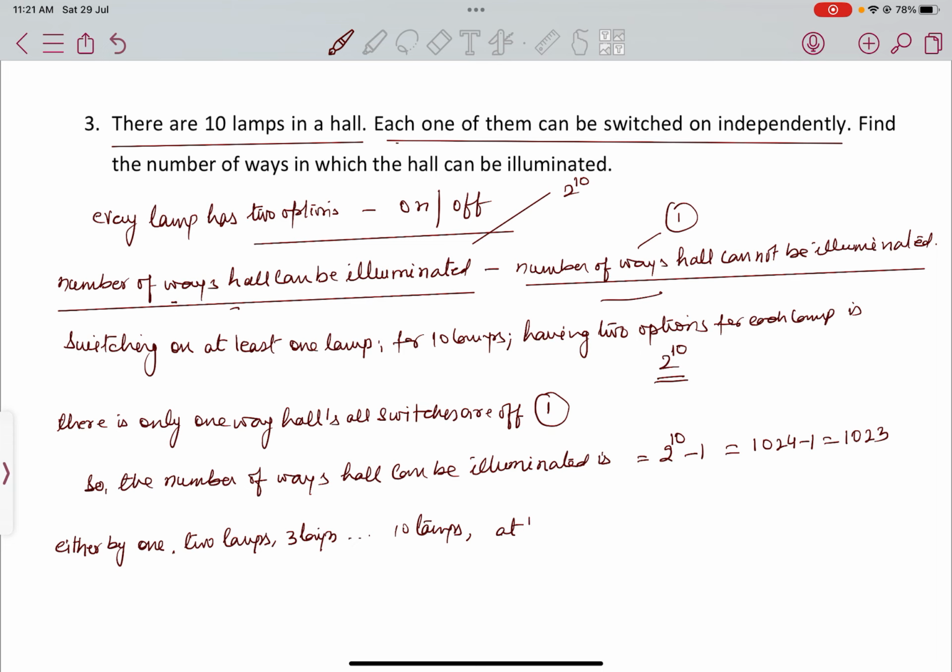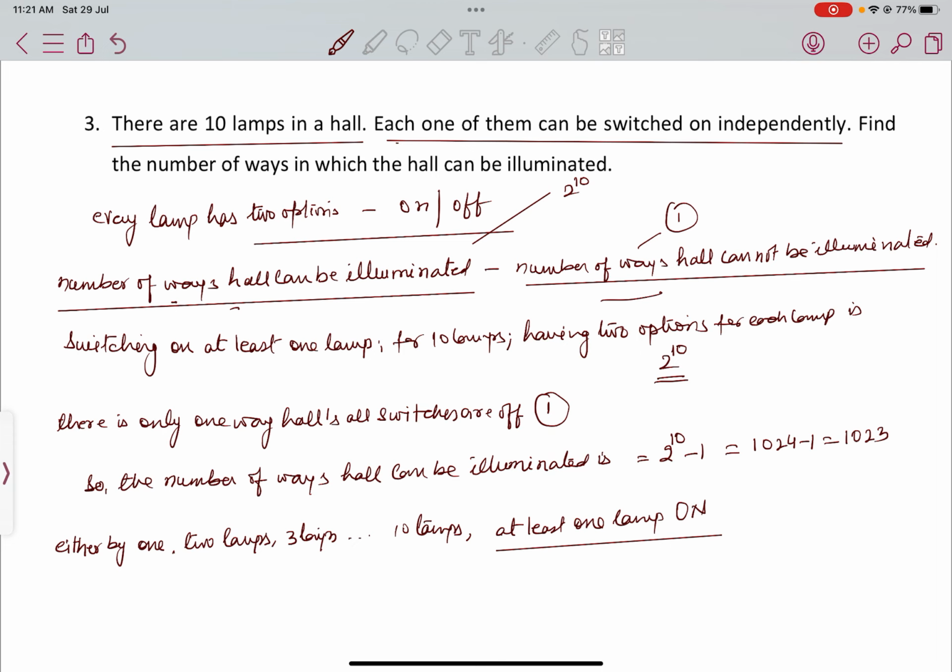So at least one lamp should be on is required. At least one lamp. That's the case when the hole can be eliminated.